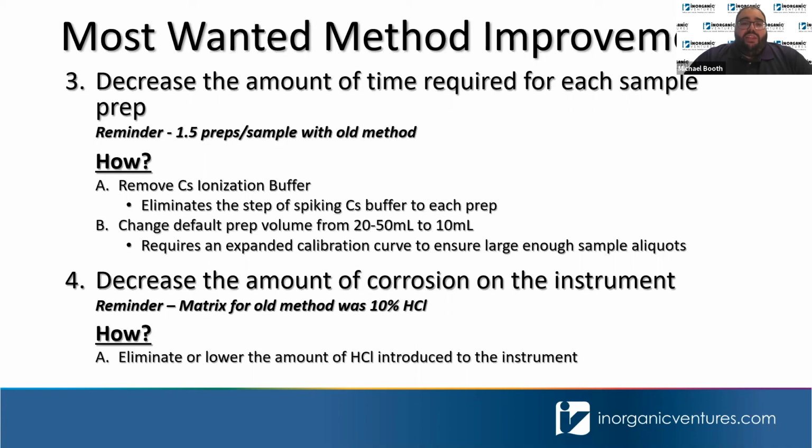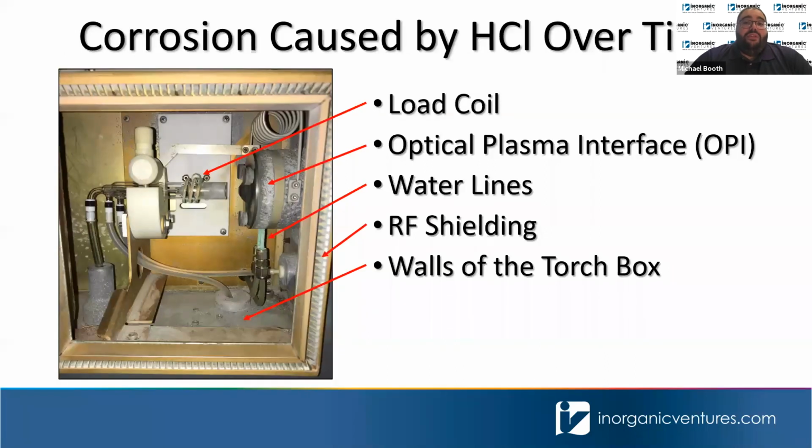And the fourth improvement is we wanted to decrease the amount of corrosion on the instrument. So our old matrix was 10% HCl. If you can imagine, these instrument run times were anywhere in the realm of 2 to 4 hours, depending on how many samples we had. That was 5 days a week, every day, along with, if we were really busy, what we would call a mini run during the day. So that's just more time that you're running 10% HCl through the instrument, and 10% HCl can corrode the torch box.